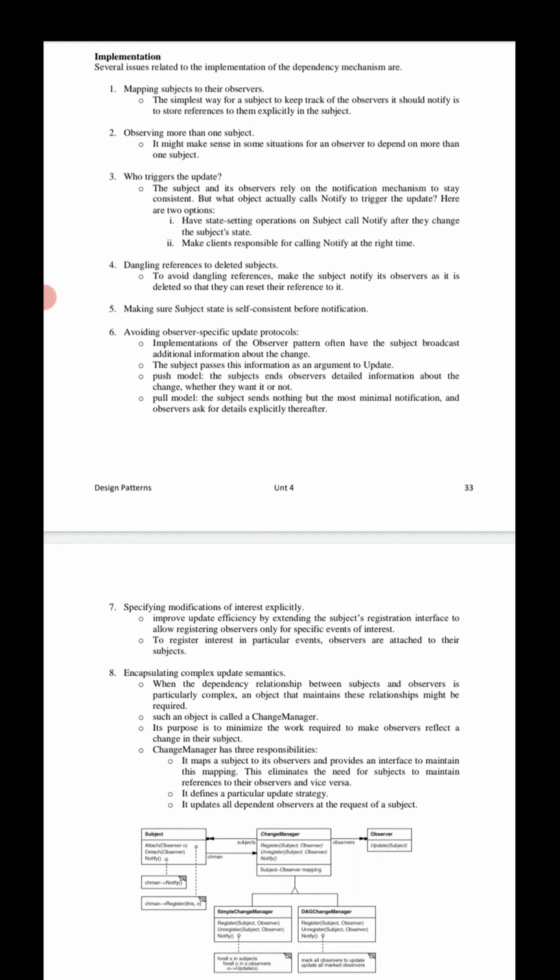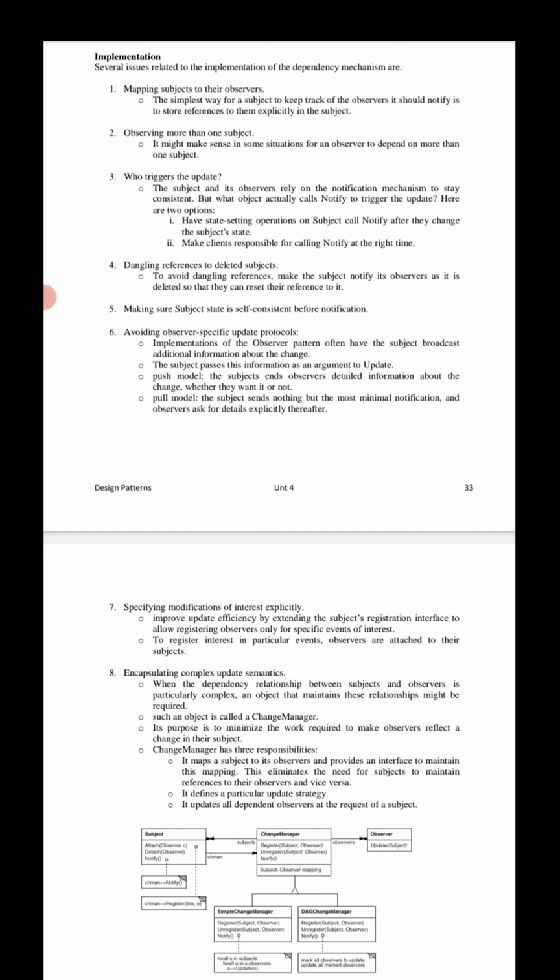Here, the one solution is to trade space for time by using an associative lookup, for example a hash table, to maintain the subject-to-observer mapping. A subject with no observers does not incur storage cost. On the other hand, this approach increases the cost of accessing the observers. This is the meaning of mapping the subjects to their observers.